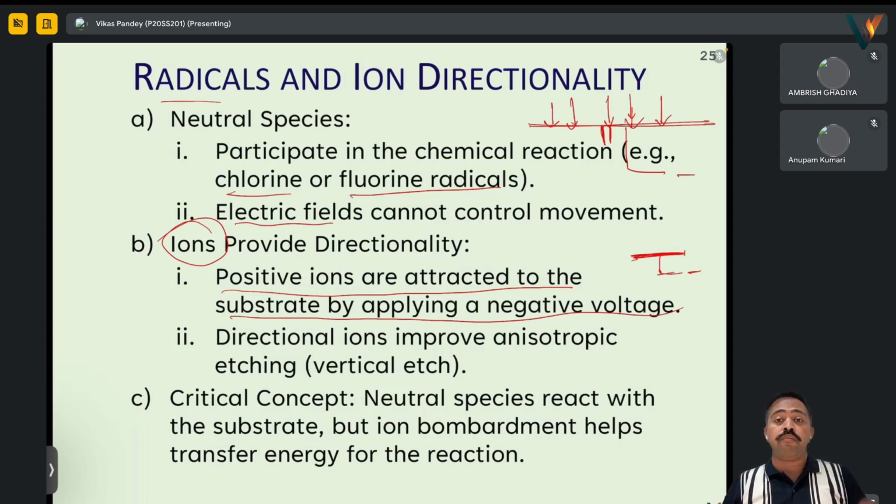But etching will not happen due to these ions, it will happen due to the neutral species. They will react with the substrate, but this ion bombardment will help transfer the energy for the reaction. So they are present there, but the reaction will only happen when they get adequate energy, and that is being provided by the ions, and these ions are directional in nature. So plasma is just providing the energy for the reaction to happen in case of etching, reactive ion etching, or whatever dry etching process we are talking about.